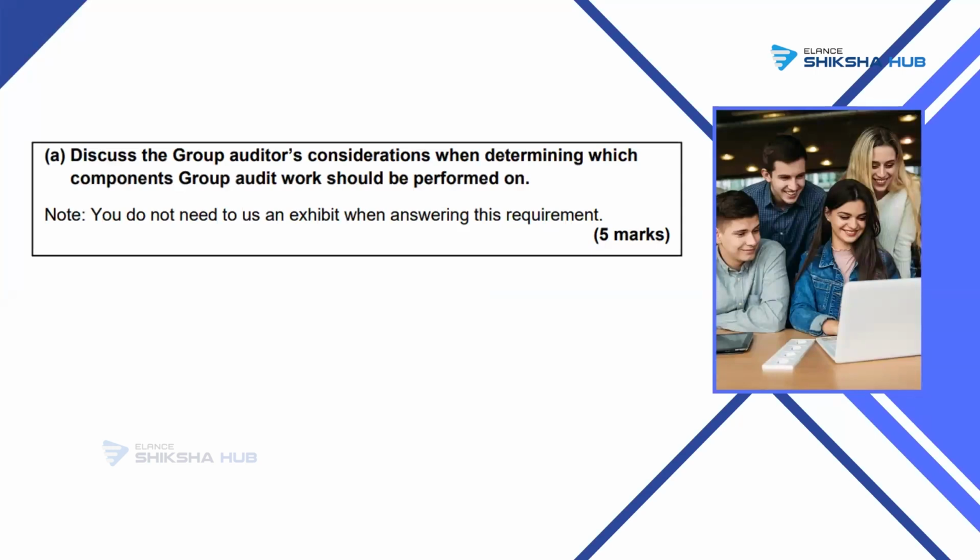Now, let me tell you, you need to be very attentive to understand the requirement of the question, to read the question very carefully. First, let's see what the verb was. The verb was discuss. Okay. Now, the second part of the question said, when determining which components group audit work should be performed on. Which components? Okay. It was not component auditor. It was components. Okay. Components group audit work should be performed on.